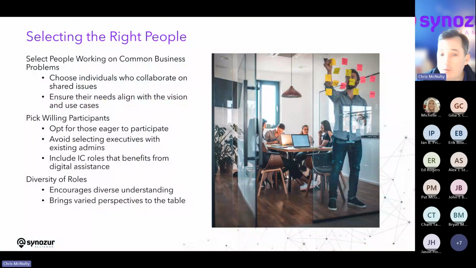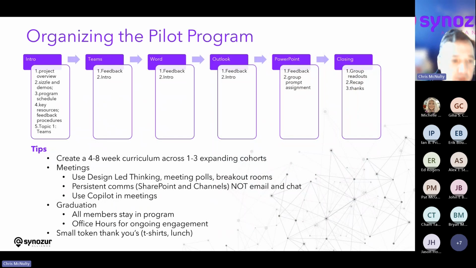As I mentioned before, you want to make sure you're picking people who have common problems, people who are willing, and looking for a diversity of roles from across the organization. Because that's how you're going to get the learnings that you need to scale up what you're doing across the board. So this is essential.